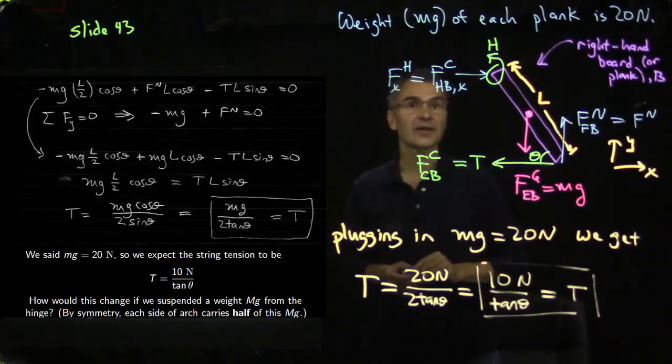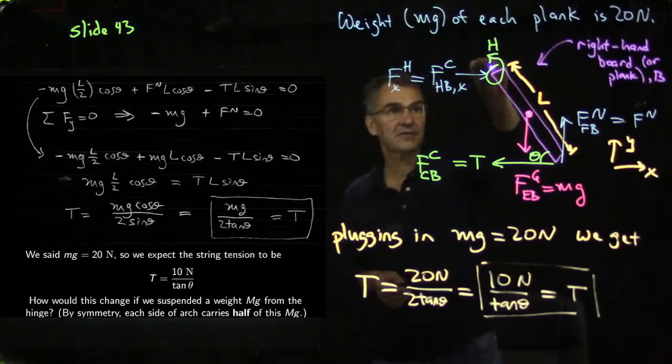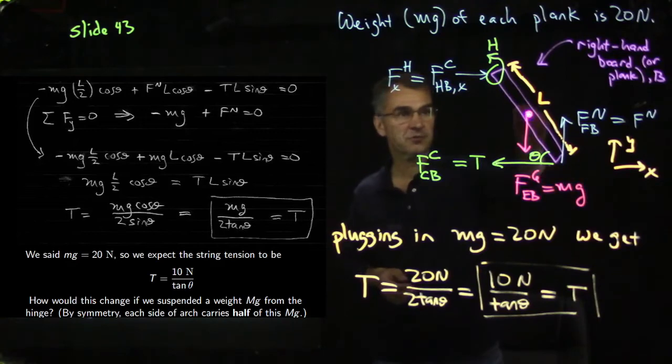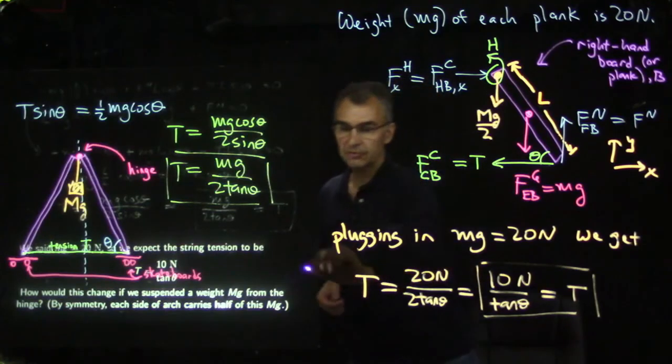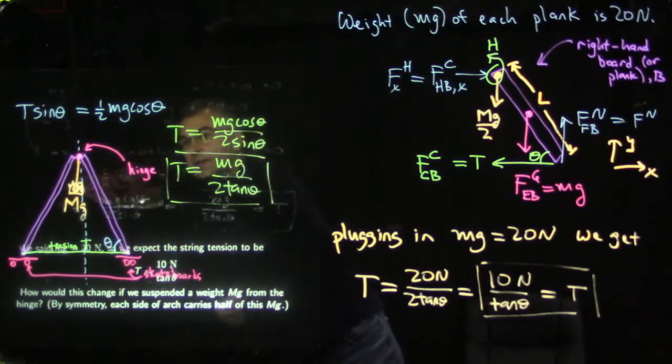You could also ask yourself, how would the result change if we suspended a mass from the hinge? Since we used little m for the board mass, let's use big M for this. How would that change the final result? If you were going to do that, you would suspend from a cable here some mass big M. So then you would have big Mg applied here.